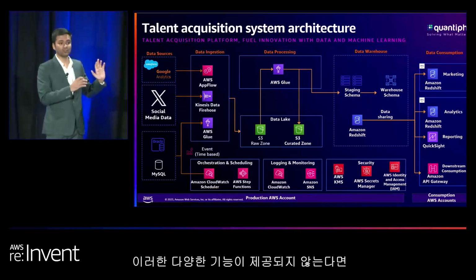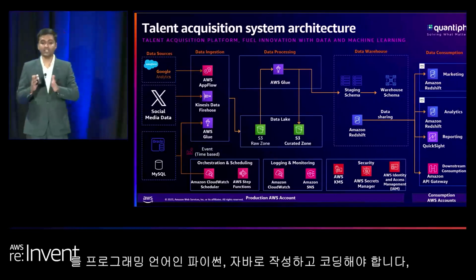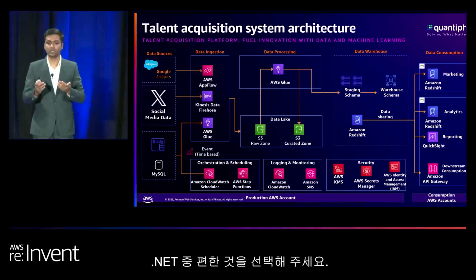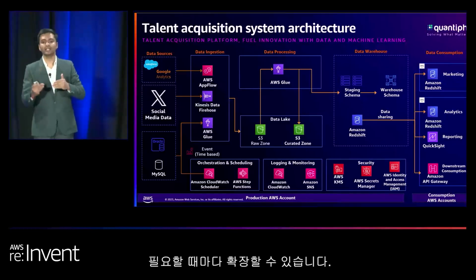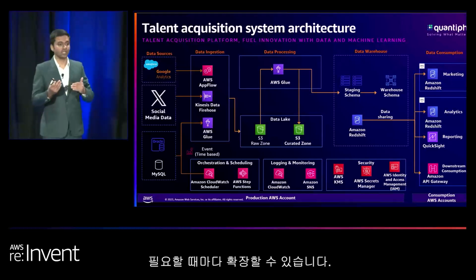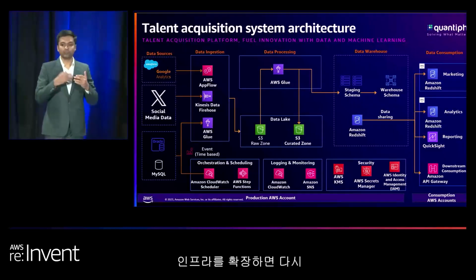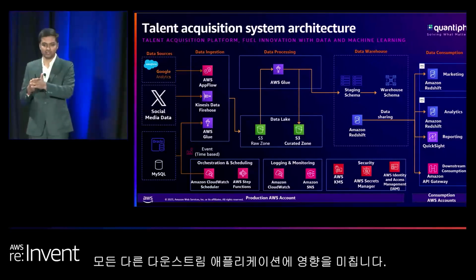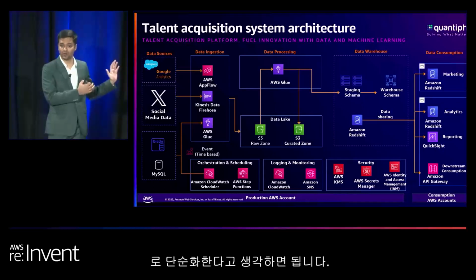If we would not have those different capabilities offered by AWS, I would typically have to write code in any programming language, Python, Java, .NET, whichever you're comfortable with. Not only develop that, but host that application and scale it as and when you require. And when your business literally scales, scaling that infrastructure would again be a pain, which will lead to a downfall of all your different downstream applications. So you can think of how this connector simplifies things out of the box.